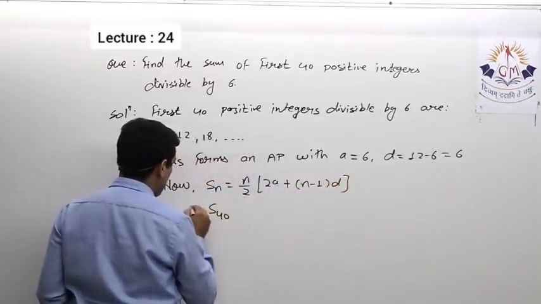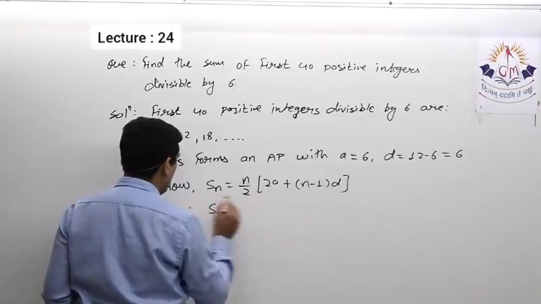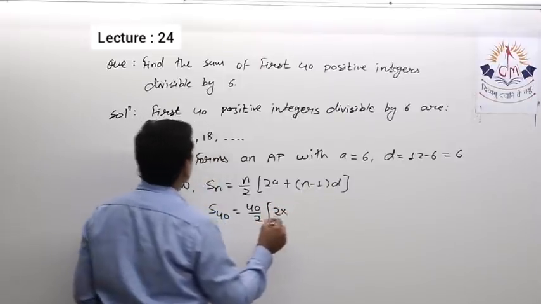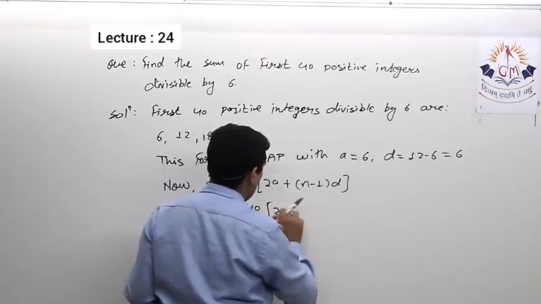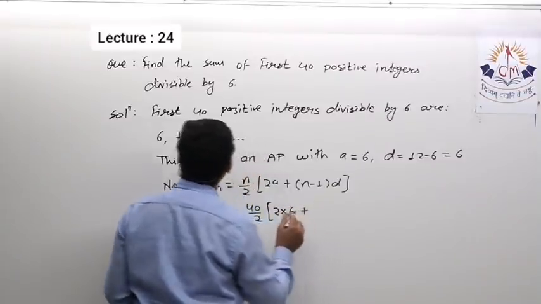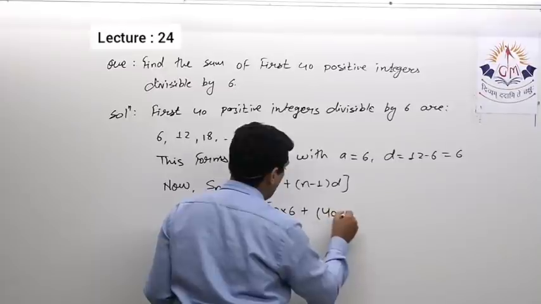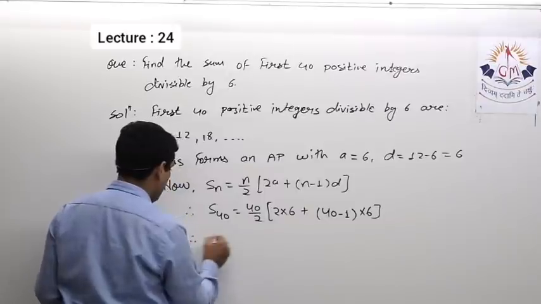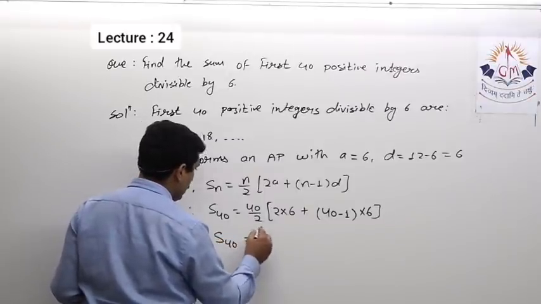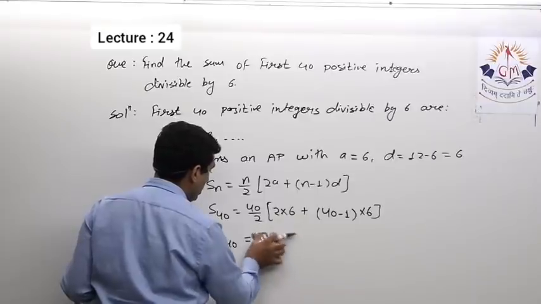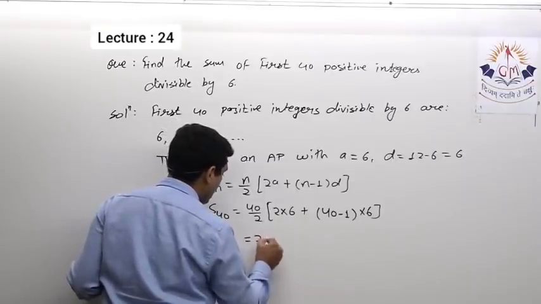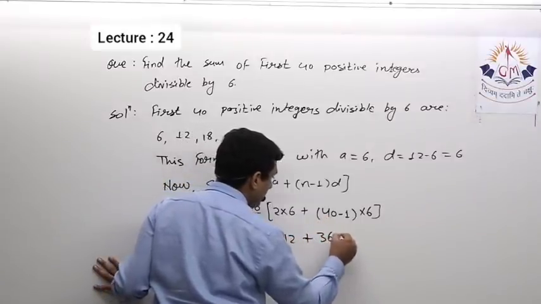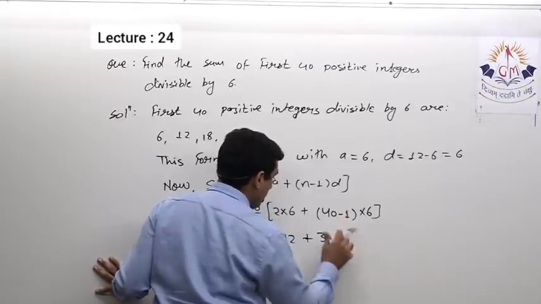For the sum of 40 terms, n is 40, so S40 is equal to 40 by 2, 2 into a, that is 6, plus n minus 1, that is 40 minus 1, into d, that is again 6. So S40 is equal to 40 by 2, that is 20, into 2 into 6, 12, plus 39 into 6.